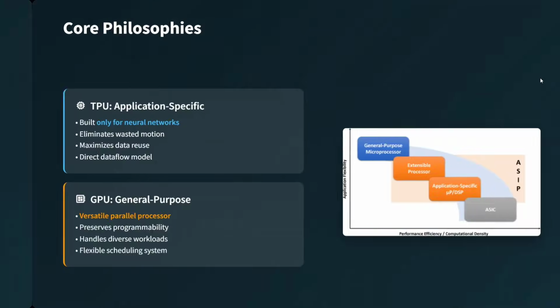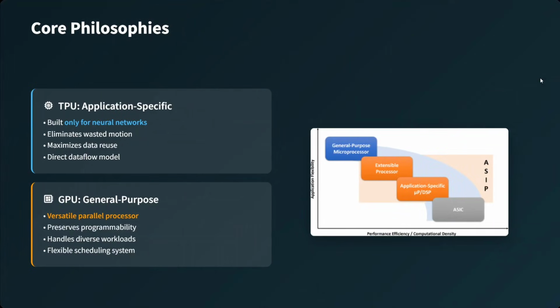you should use. Talking about the core philosophies, I think TPU is very application based. It is built only for neural networks. It eliminates wasted motion, maximizes data reuse, and direct data flow. While GPU is more general purpose. It is used for neural network training also, but it can be used for gaming, for video rendering, etc. It preserves programmability, handles diverse workloads, and has flexible scheduling systems.